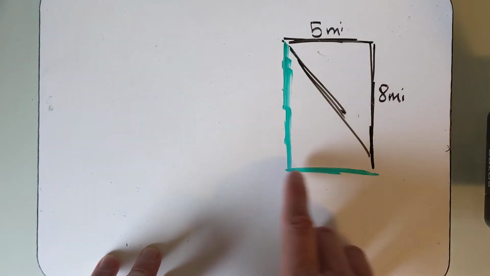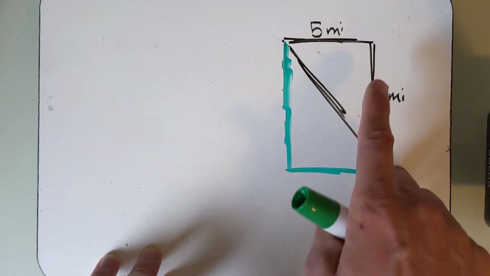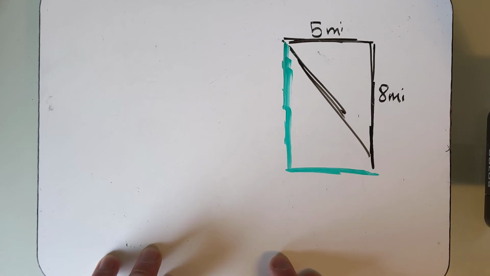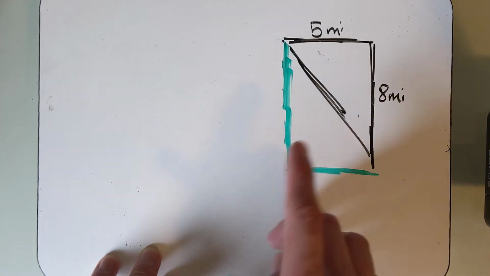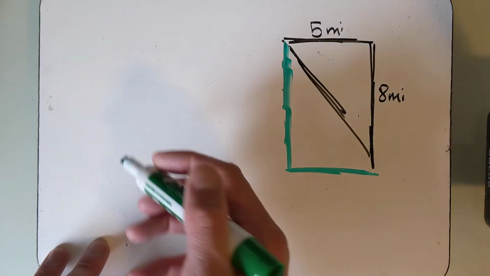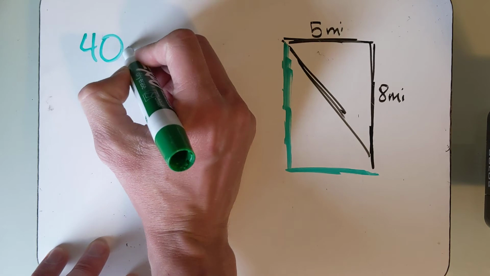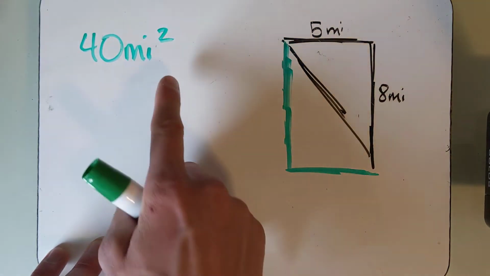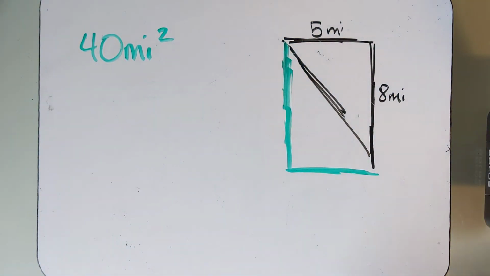So here, what would the area of this entire rectangle be? The area of the entire rectangle would just be our 2 sides multiplied together, so 5 times 8. That means the entire area is 40 miles squared. Sorry, I forgot about that squared on that last one as well.